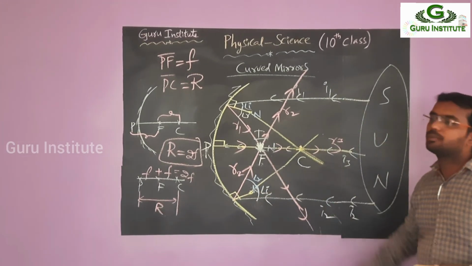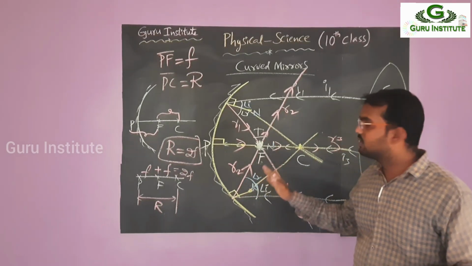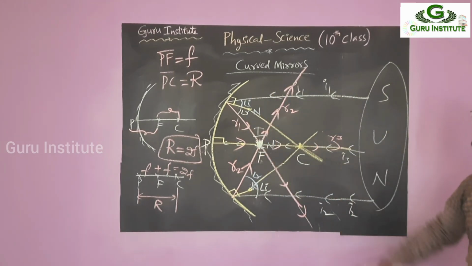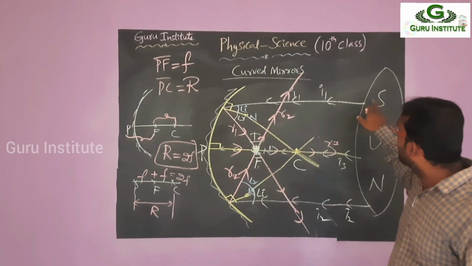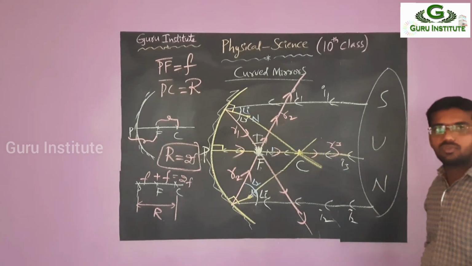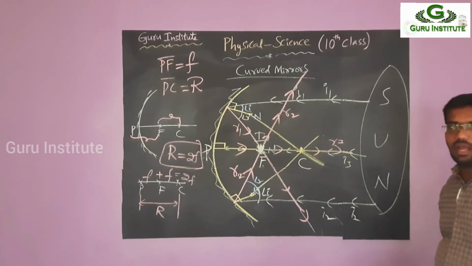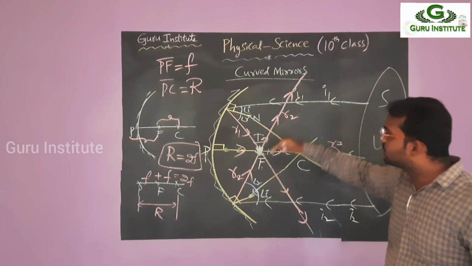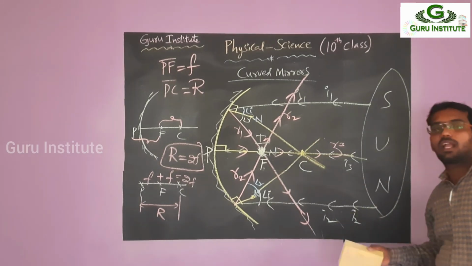This is also applicable to the convex mirror. So this is about the pole, focus and center of curvature of the concave mirror, and how the rays act whenever they fall on that mirror. If the light rays are parallel to the principal axis, they pass through the focus. Vice versa, rays passing through the focus go parallel to the principal axis. This is all about the concave mirror.